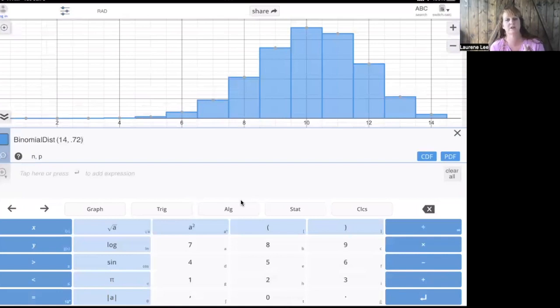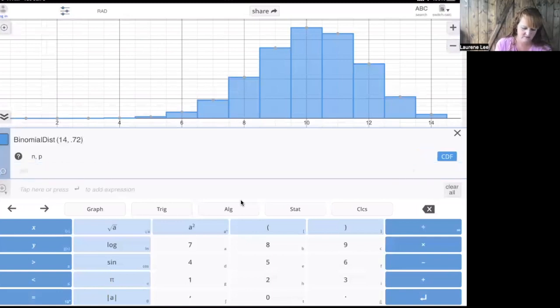But we want to know exactly 8, which means we want to measure the height of that 8 bar you can see right there. So I'm going to hit PDF. Okay. And it's going to say, okay, cool, what's your point? And I'm going to put in 8. Now look at what happens. Oh, I guess it doesn't highlight the 8. Okay, I thought it did. But here's another way you can. So look at your answer, 0.0145. That's the answer we got on the TI. So that's the probability that you have 8 successes.